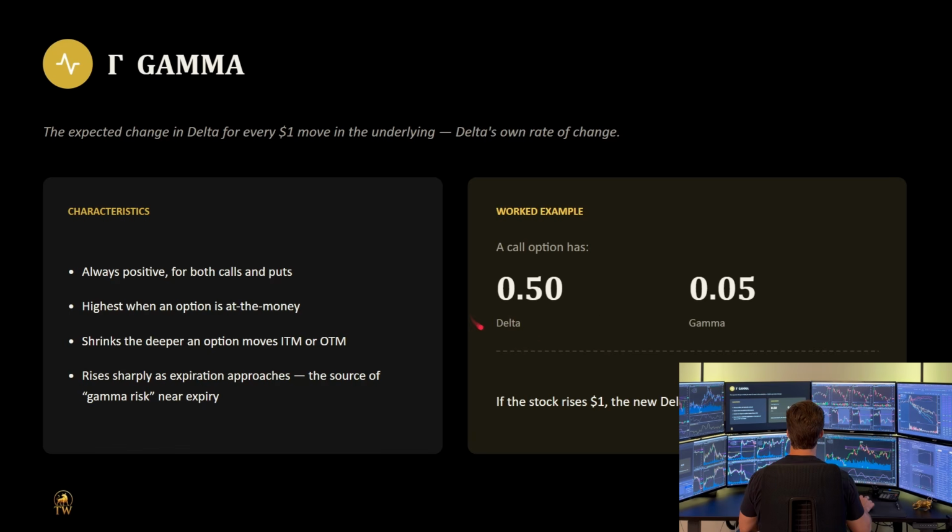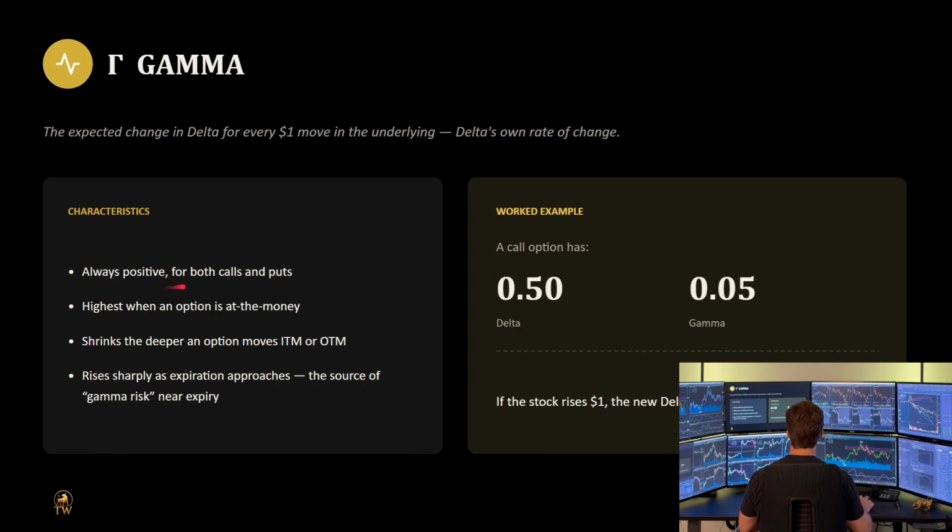So in this example right here, let's say our delta is a 50 on our call, okay? And our gamma is a 0.05. If the stock raises $1, we have a new delta of 0.55. If our gamma is, let's say, 0.2, and the stock goes up by $1 for our call, the delta now will be 0.7. So gamma literally just measures the rate of change of delta.